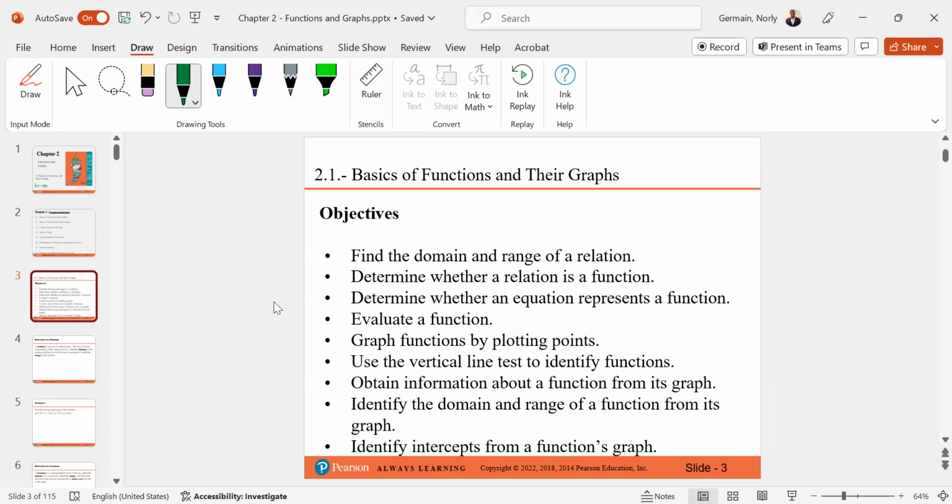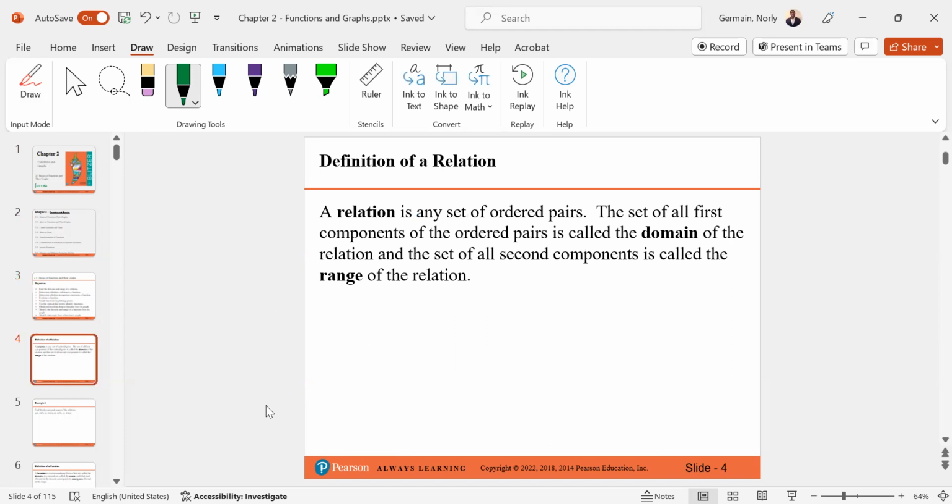We're going to identify the domain and range of a function from its graph, and also identify intercepts from a function. A lot in one section, but don't forget, we're going to go very quickly on this. So the mathematical term for a set of ordered pairs is a relation, like any time you have ordered pairs.